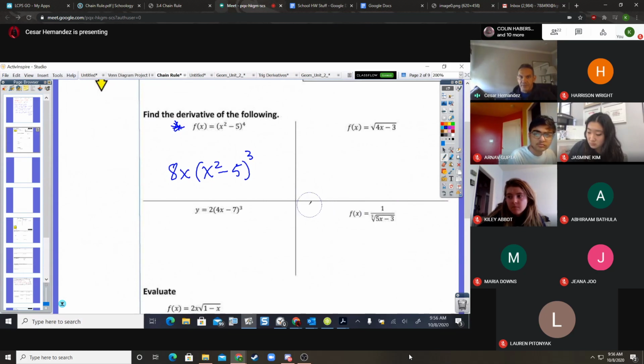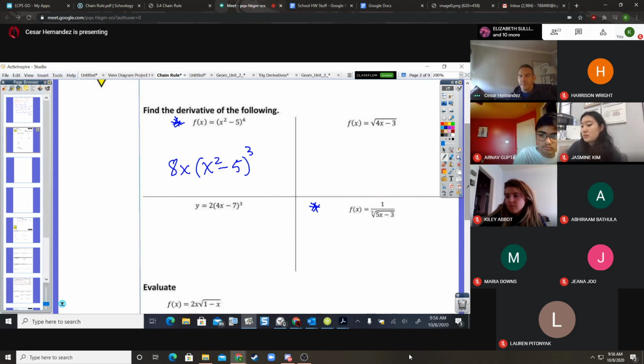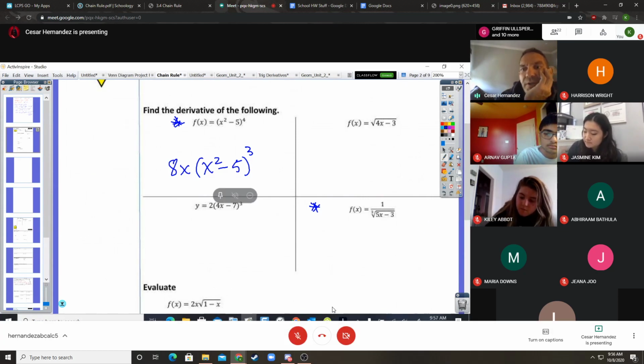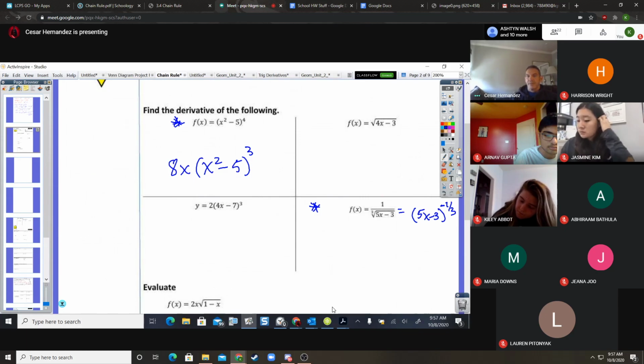Let's jump down to one that's diagonal from it. This is a quotient. But you don't have to do the quotient rule for this one. In fact, it's easier if you don't. You want to rely upon your algebra skills. This is really 5x minus 3 to the negative 1/3 power. Now, if you did the quotient rule, it wouldn't be wrong. It would just look slightly different than the final answer that we're going to get.